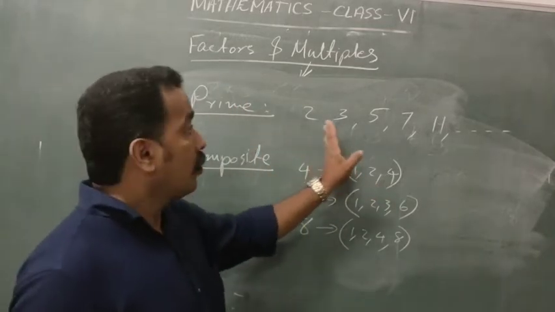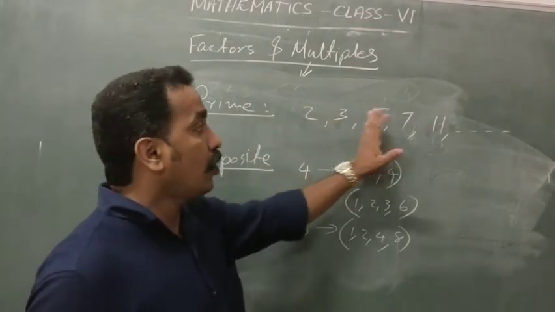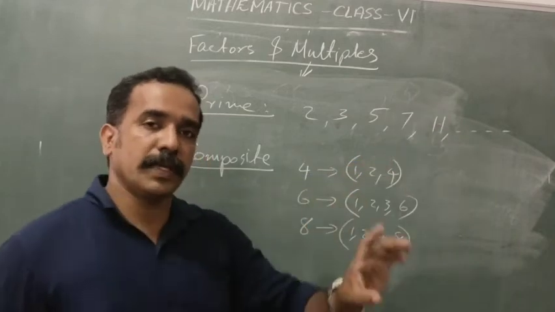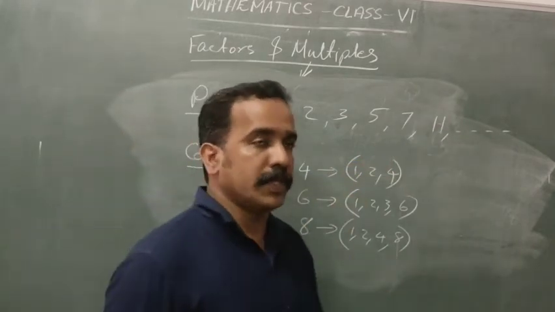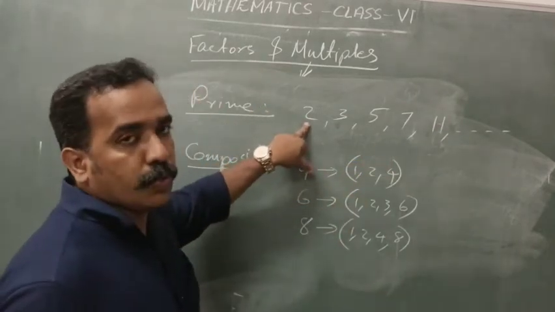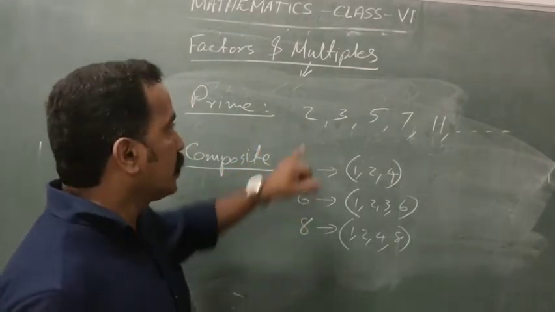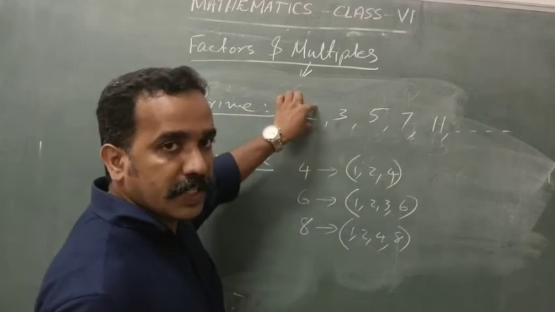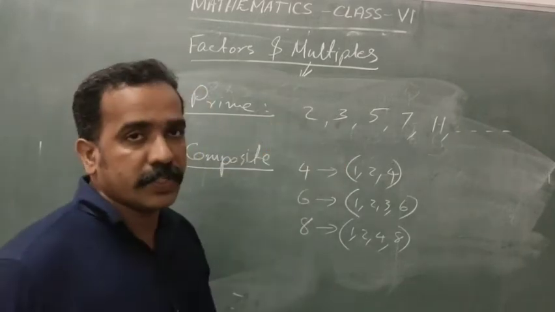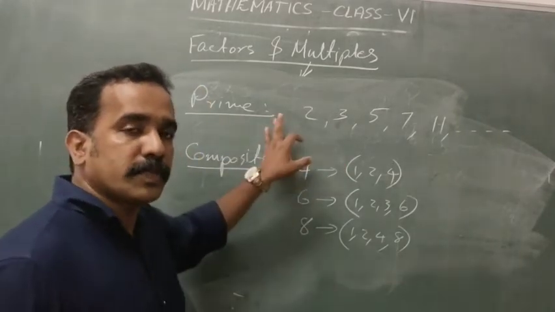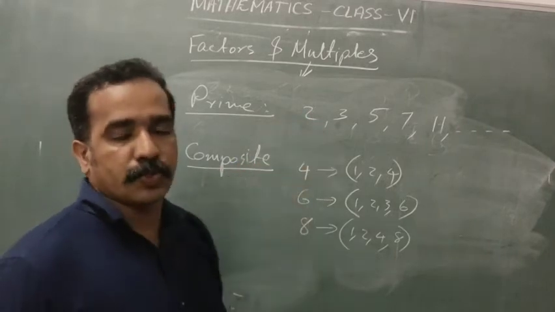Here, other than 2, all prime numbers must be odd numbers, but 2 is not composite. It is even and at the same time it is prime, and 2 is the smallest prime number.